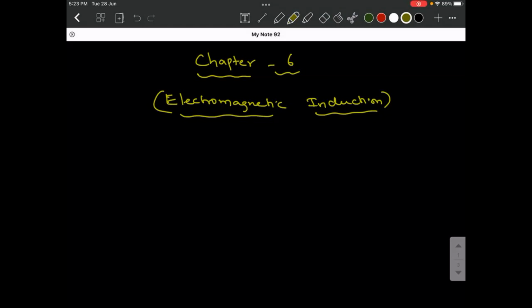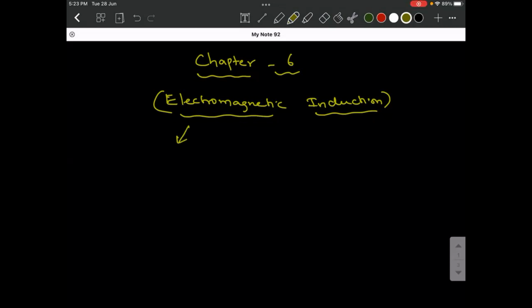What is EMF? Electromotive force, which is also potential difference for an open source. So with the help of magnetism, if you are able to generate EMF, then that branch of physics falls under a category called electromagnetic induction. So induction is generation of something. Is it clear? So try to break the word into different parts.